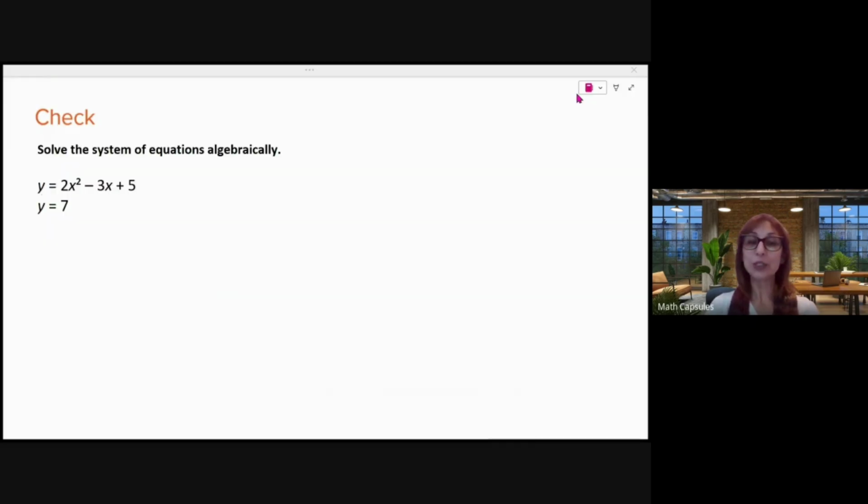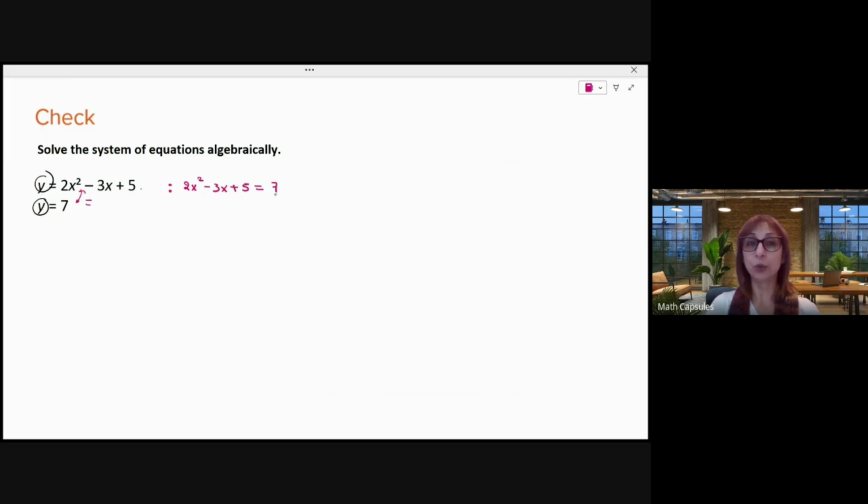Now it's your turn to check your understanding. Please pause the video, try to solve this one, and come back to check your answer. The first equation is given as y equals this, and the second equation is y equals 7. Again, both of them are y's. So I can just put these two equations equal together. So let us write it as 2x squared minus 3x plus 5 equals 7.